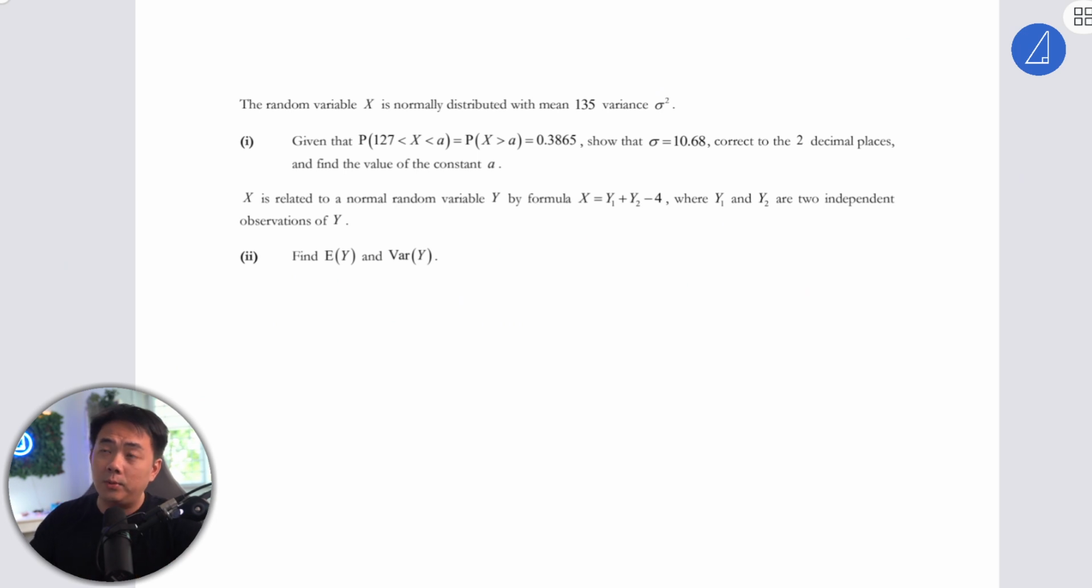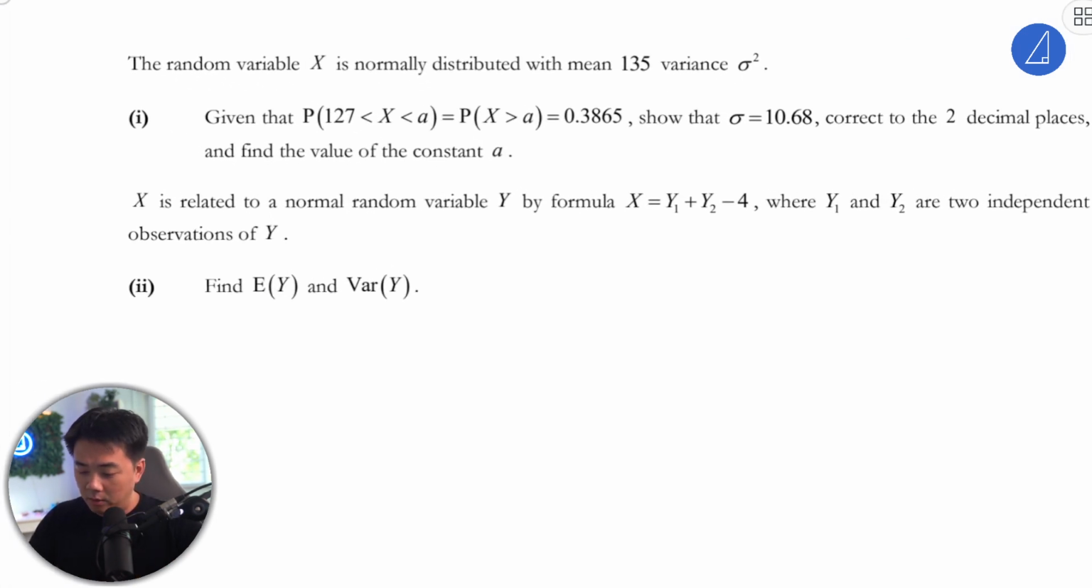Hi, students. Let's look at this question, which is on normal distribution. A random variable x is normally distributed with a mean of 135 and variance of sigma squared. Given that the probability between 127 and a is equal to the probability bigger than a, which is 38.65%, show that sigma is 10.6.